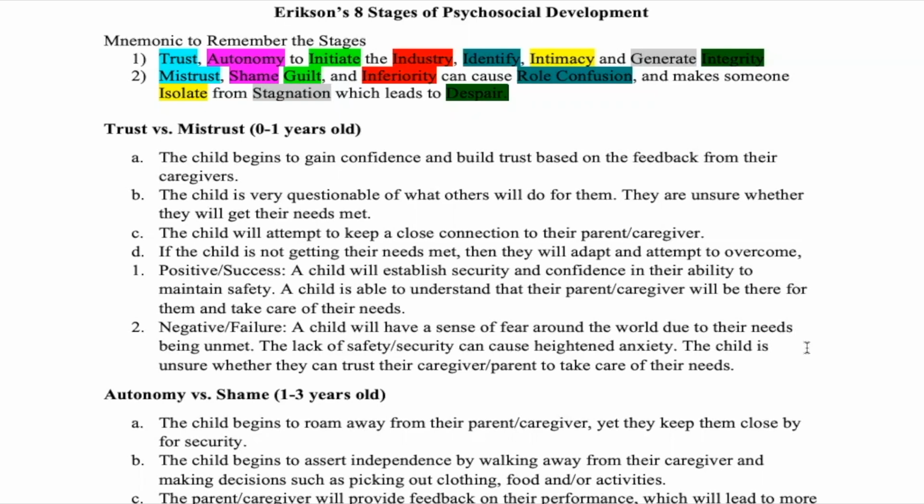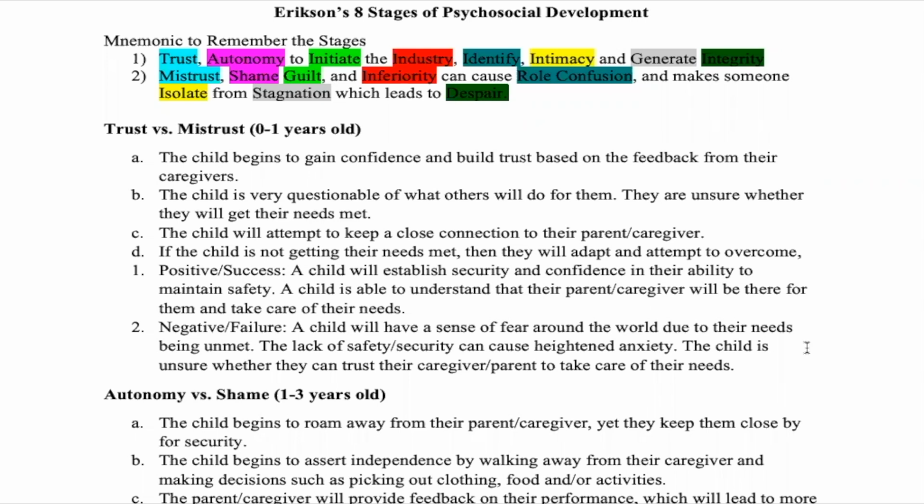If the child is not getting their needs met, then they will adapt and overcome, aka isolate themselves away from the parent and or caregiver and try to strive and thrive on their own. So trust is where a child is able to establish a sense of security and confidence in their ability to maintain safety. So a child is able to understand that their parent and or caregiver will be there for them and get their needs met in some way, shape, or form.